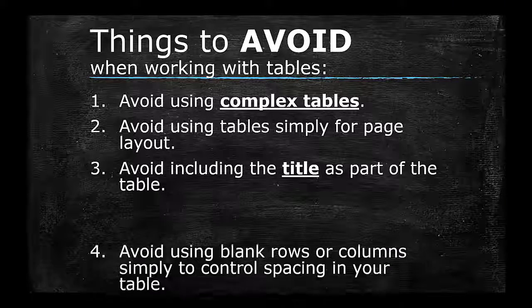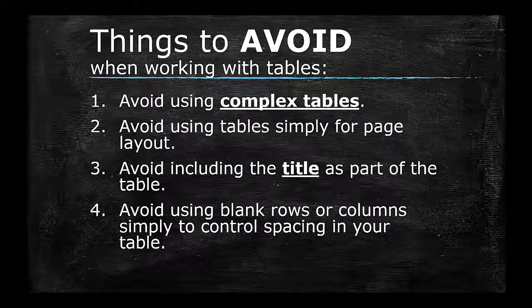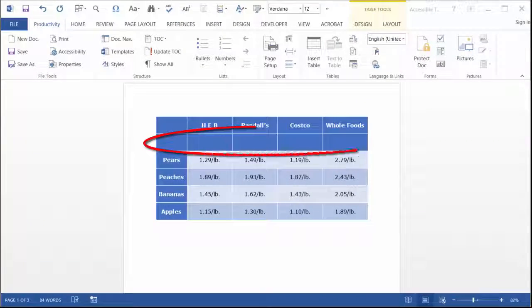4. Avoid using blank rows or columns simply to control spacing in your table. Blank rows and/or columns are typically an indication that the table has ended. An entire row of blank cells does not provide an assistive technology user with any useful information, and will sometimes be read aloud in a screen reader as the word blank.